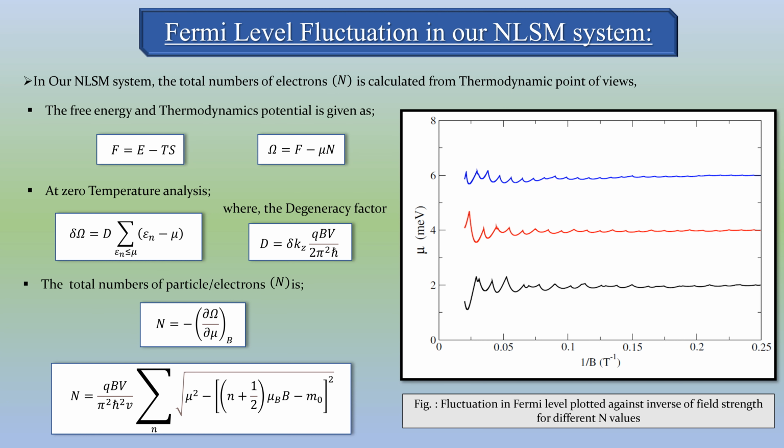For the time being, we put the Zeeman term aside and calculate the total number of particles or electrons. After that, we write the chemical potential expression. This figure shows quantum oscillation dominates at large magnetic field values. After that, a constant periodicity occurs when plotted against the inverse of field strength.